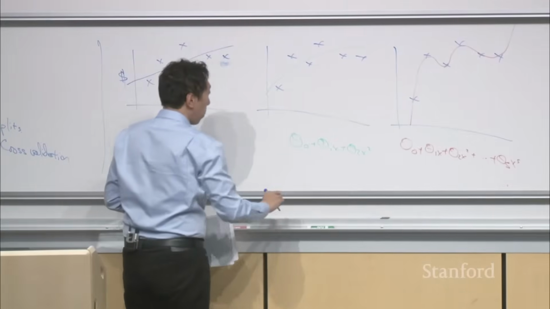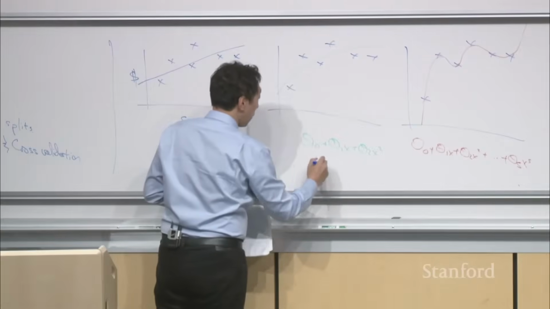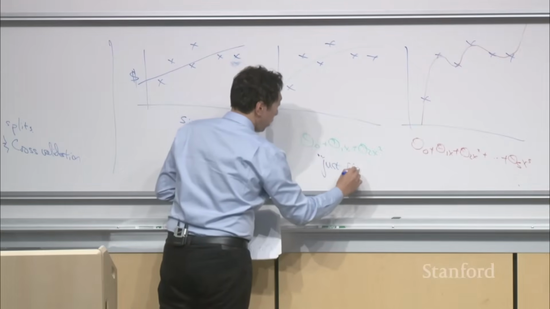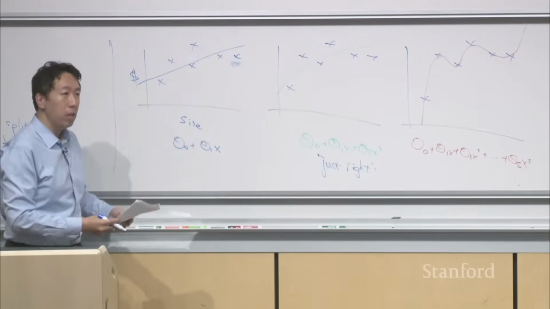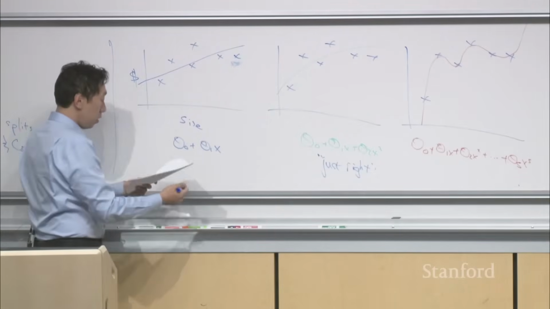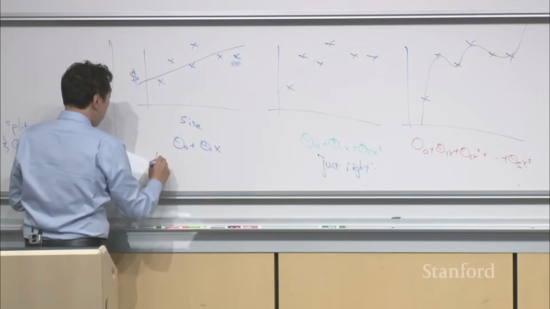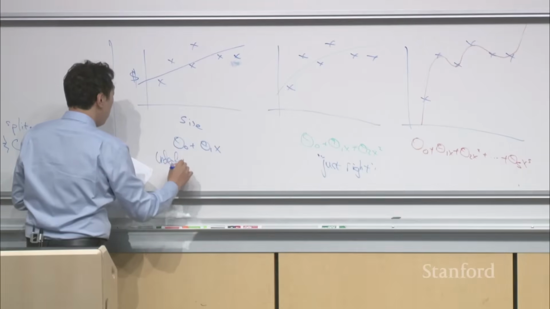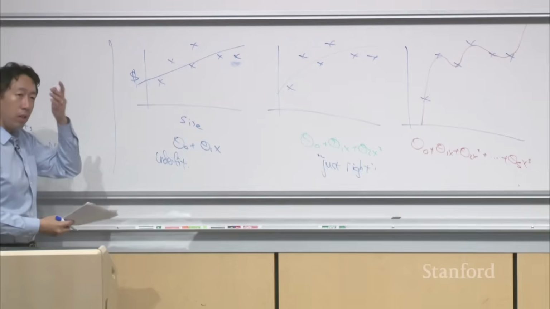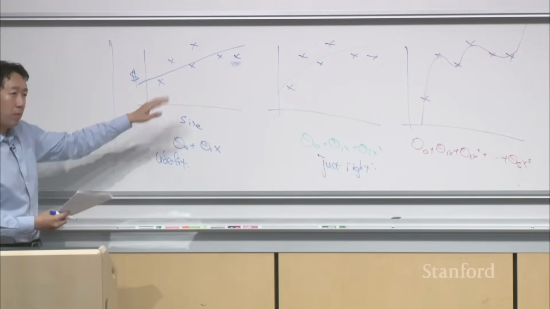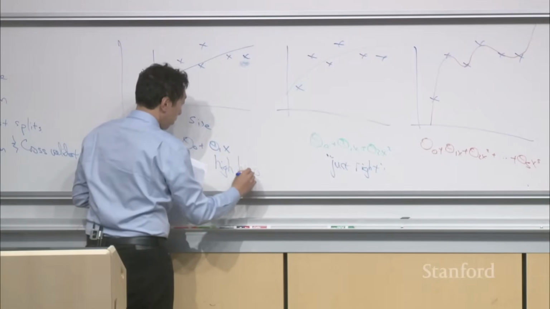And so to name these phenomena, assuming the one in the middle is what we like, fitting a quadratic function is maybe pretty good, so let's call it just right. Whereas this example on the left underfits the data, as in it's not capturing the trend that is maybe semi-evident in the data, and we say this algorithm has high bias. Right?